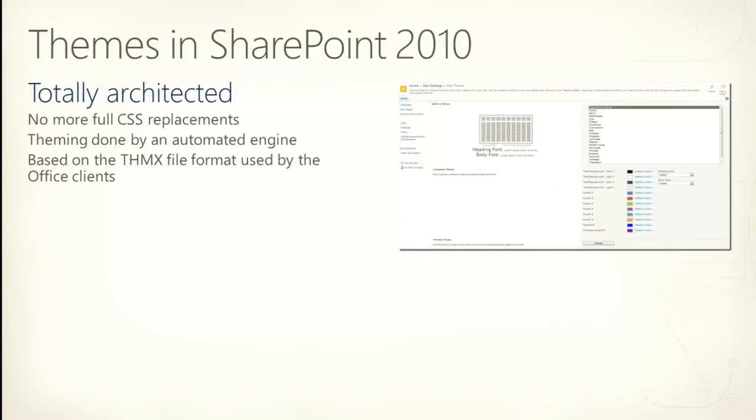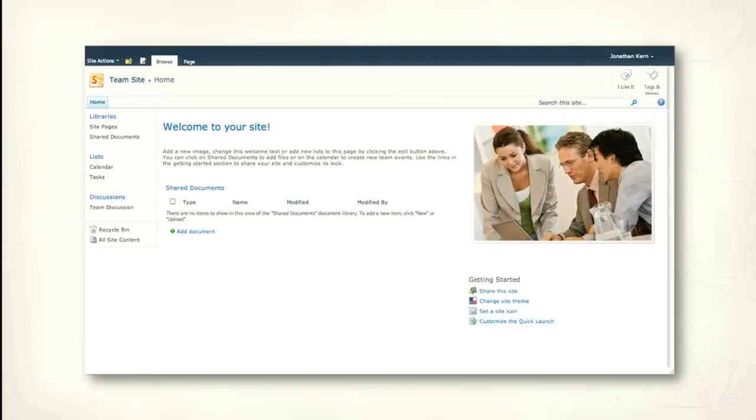So in SharePoint 2010, we re-architected the theming engine from the ground up. We did away with CSS replacements and instead built a fully automated engine that would transform the CSS files when you theme the site. To make creating themes easier, we built this engine on the Office client's ThemeX file format, so you could make your new themes with PowerPoint. The new engine made it much easier to personalize your sites. The downside is that it didn't really change the look and feel of your site all that much. You can see it did some color changes, but the layout stays mostly the same.